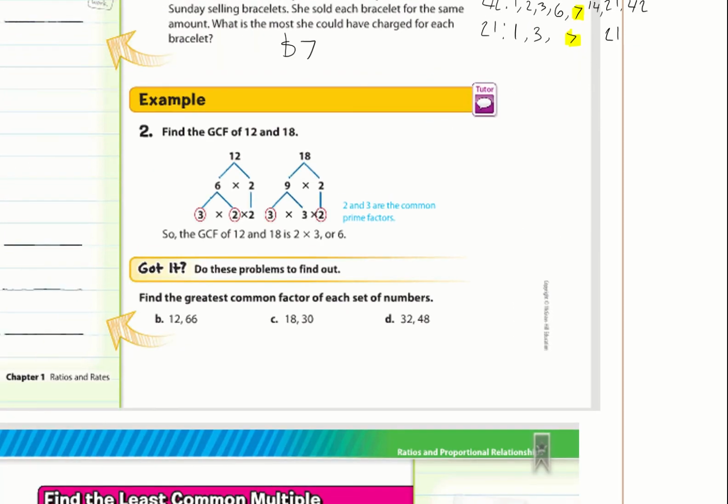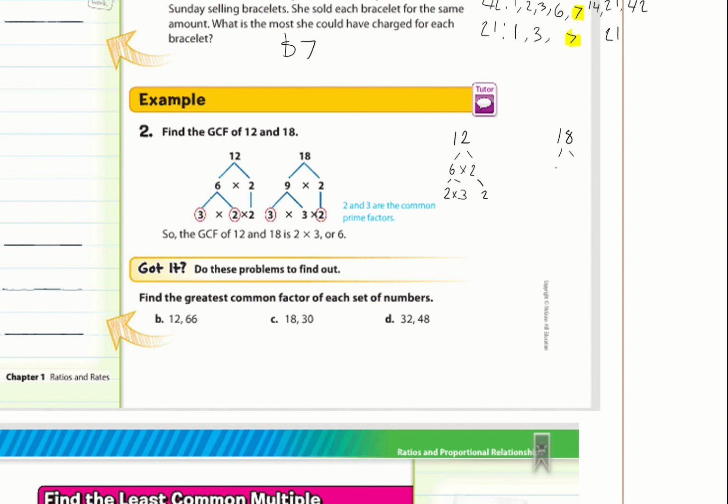So here's the other way of finding greatest common factors. You can make a prime factorization tree. So we have 12 and 18. So I'm going to tell you how they set this up. So they have factors of 12. They did 6 times 2. Now, 6 is composite, 2 is prime. 2 is prime, so I can just kind of bring that down. 6 can still be broken down into 2 factors, 2 times 3.